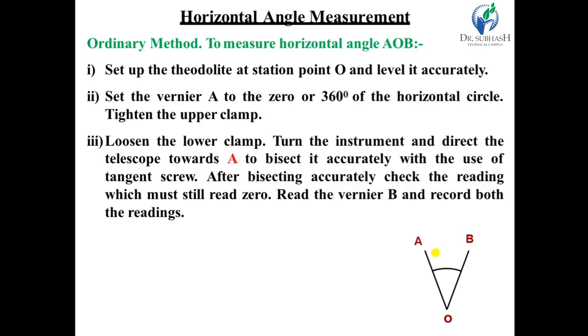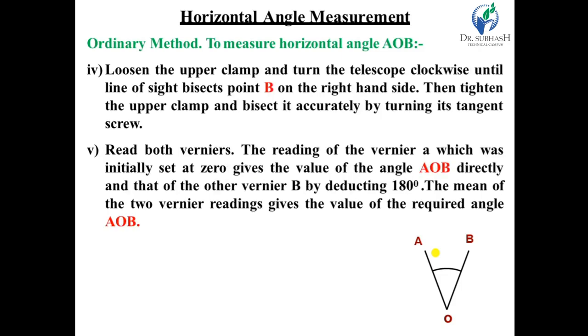After that, we have to loosen the clamp, turn the instrument and direct the telescope towards A to bisect it accurately with the use of the tangent screw. After bisecting accurately, check the reading, which must still read 0. Read vernier B and record both readings. After that, loosen the upper clamp and turn the telescope clockwise until the line of sight bisects point B on the right hand side.